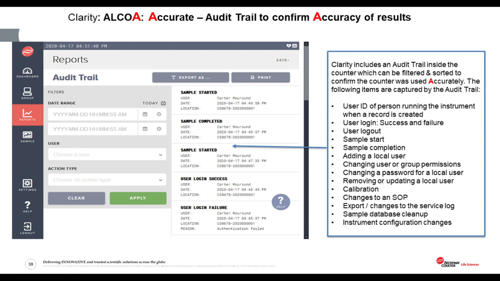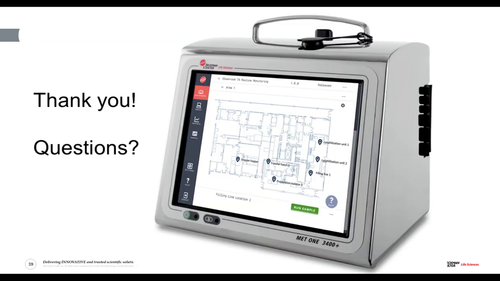The counter also contains an integrated audit trail, which again helps with accuracy. Any changes to the user ID or anything like that is recorded in there. User logons, success and failures, logout, sample start, sample completion, new users added, changes to an SOP. All of this is recorded inside the audit trail in the particle counter itself. And that forms an electronic record, which again can be exported.